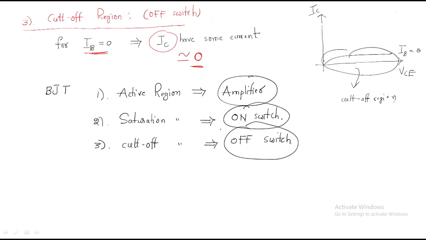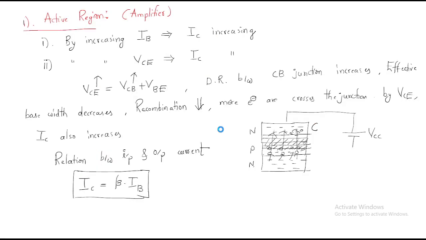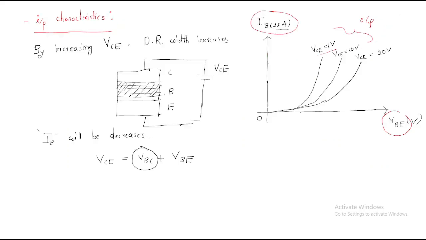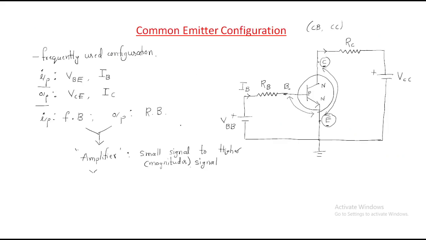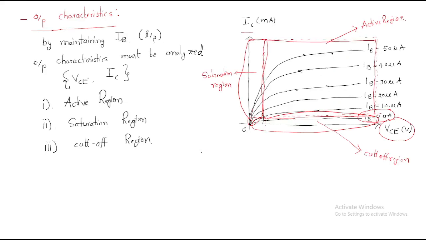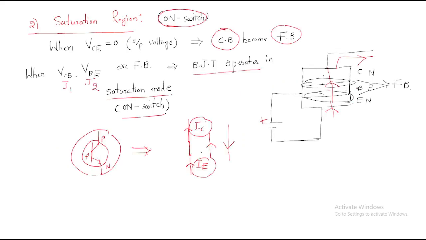By operating in different regions, the BJT can be applied for different applications. This is the characteristics of the BJT, for the common emitter BJT. I think all of you understand this concept.